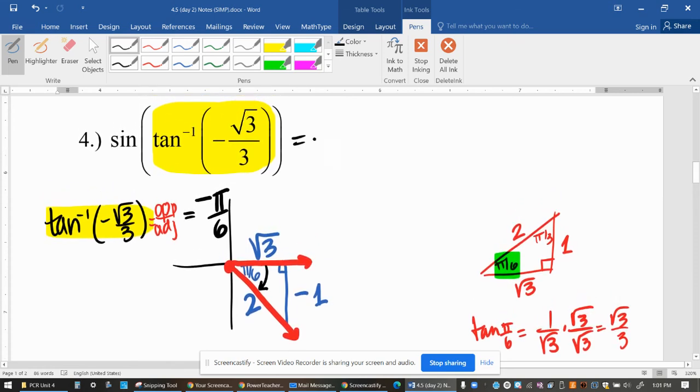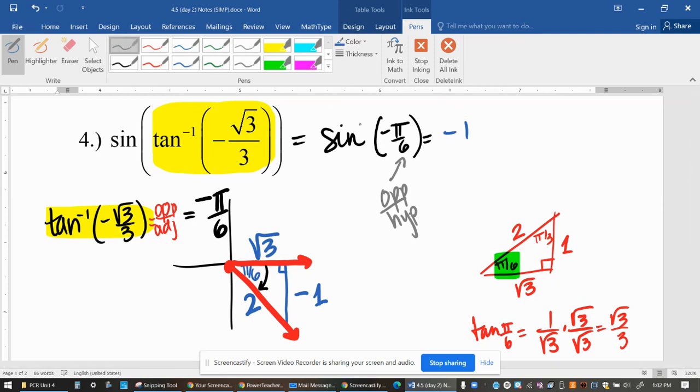Now I'm going to substitute that answer back into the original problem. Sine of negative pi over 6 is opposite over hypotenuse, right? So you already have your negative pi over 6 drawn in your diagram. You don't have to draw another one. So from negative pi over 6, from that reference angle of pi over 6, you want opposite over hypotenuse, right? Because that's what sine is. Opposite over hypotenuse, that is -1 over 2.